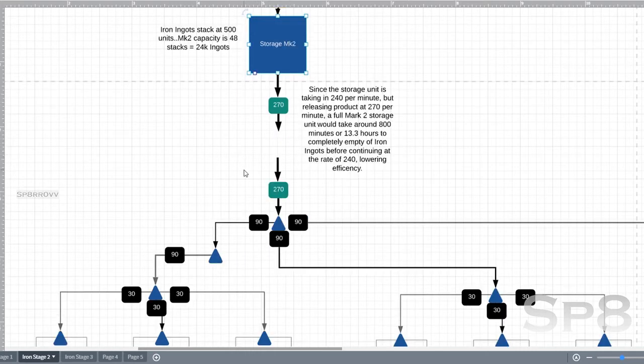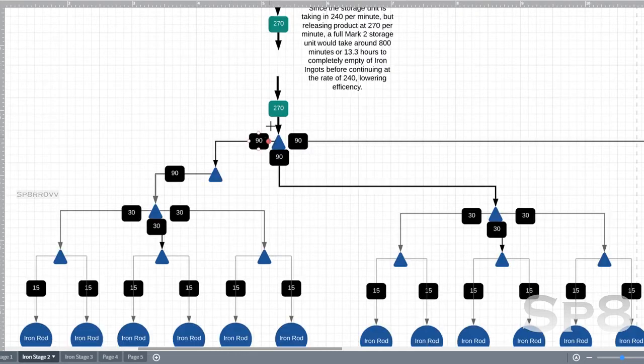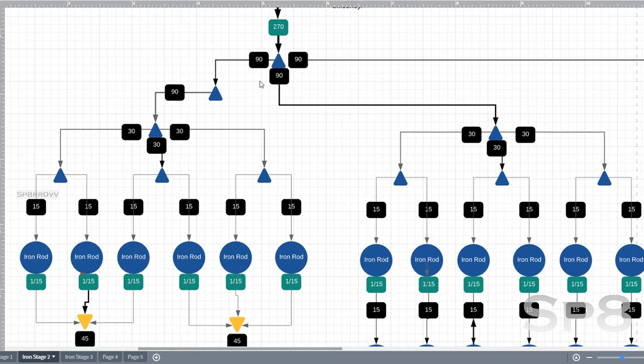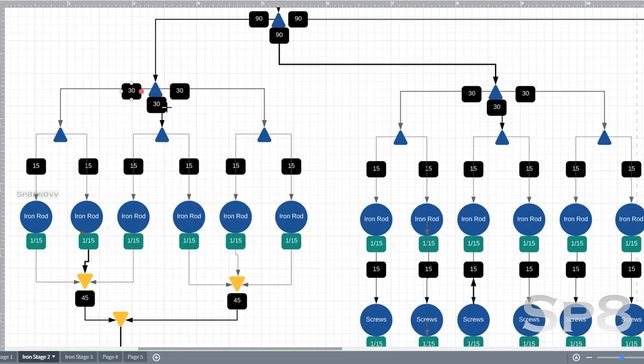So store your units. You're going to get a lot better efficiency once you get to the Mark 2 stored units and the Mark 3 belt. So let's assume we're pulling it out at 270 per minute. We can divide this three ways. It's an even 90. So we're going to split that up 30, 30, 30.